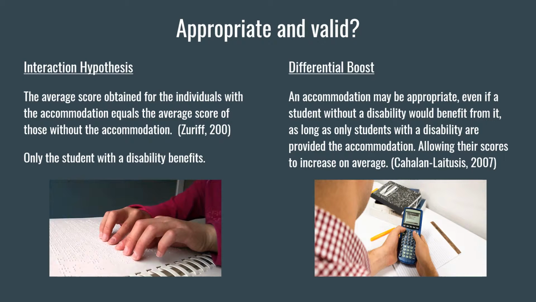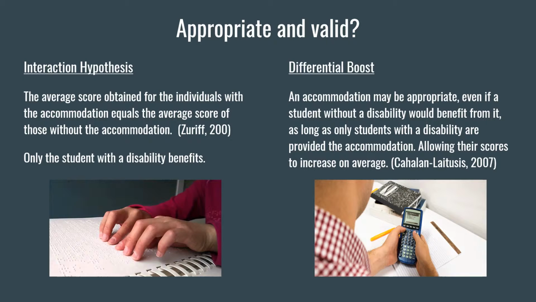There are two different theories on what qualifies as an appropriate and valid accommodation. There's the interaction hypothesis, or philosophy, which says the average scores obtained for the individuals with the accommodation needs to equal the average score of those without the accommodation. So basically, only the students with a disability benefit. There's a picture of a student reading Braille there, so it's a very clear accommodation. Only the child who is blind or visually impaired would benefit from the accommodation of Braille.